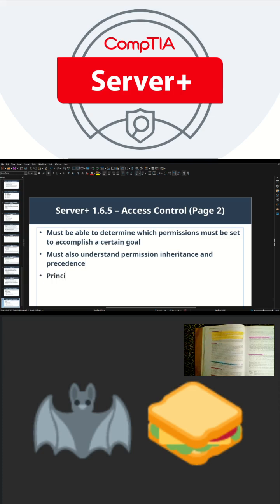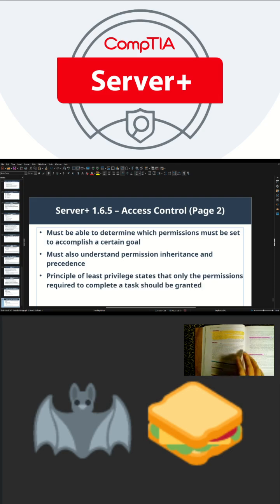Principle of least privilege. The principle of least privilege states that only the permissions required to complete a task should be granted. Okay. And this must always be followed.